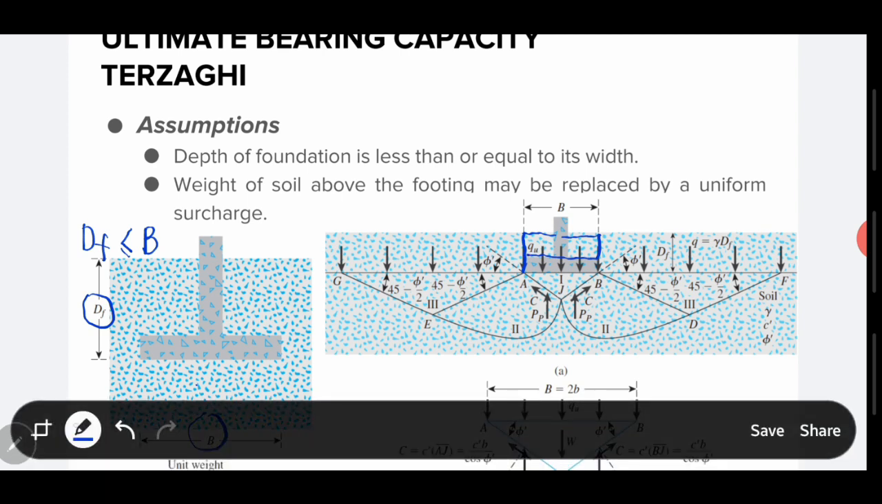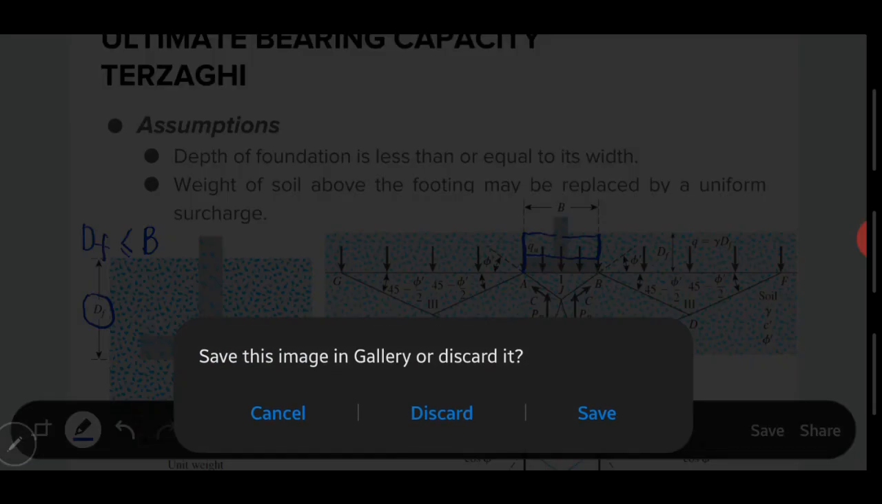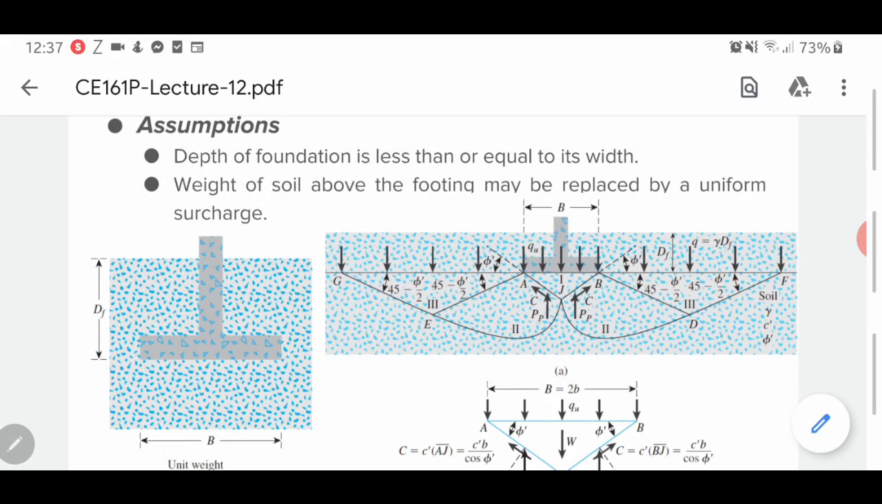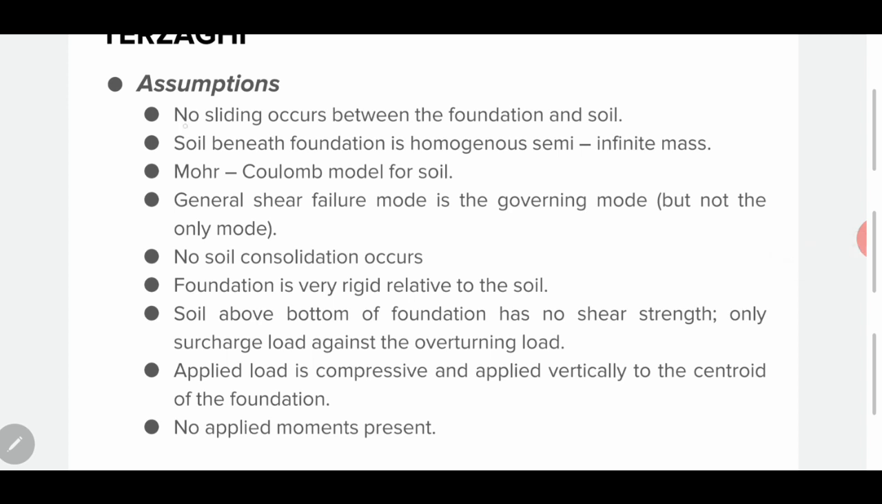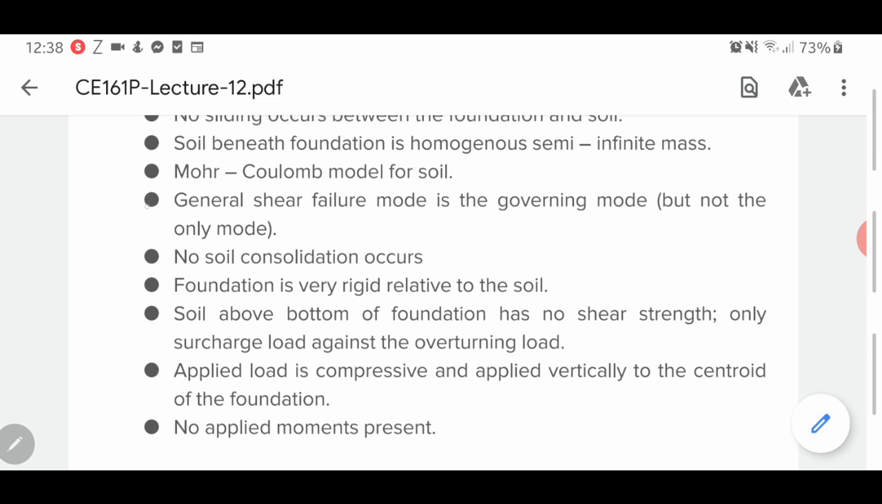Other assumptions: no sliding occurs between the foundation and the soil, and the soil beneath the foundation is a homogeneous semi-infinite mass. Number 3, we consider the Mohr-Coulomb failure criterion. And number 4, general shear failure is the governing mode, but it's not the only mode.